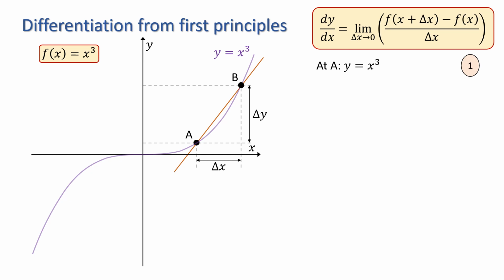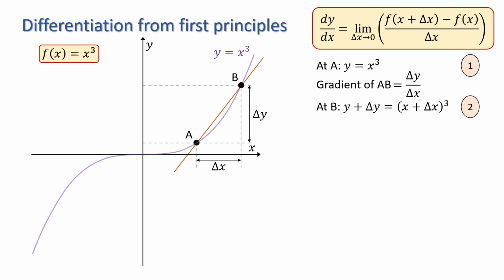We want to find the gradient of the line passing through A and B. We have the gradient of AB equals delta y over delta x. But what's delta y? Well, we know that the x-coordinate at B is x + delta x. Thus the y-coordinate at B, which is y + delta y, must be equal to (x + delta x)³, since B is on the curve. If we look at the diagram, it's clear that the y in equation 2 is the same as the y in equation 1, i.e. it's equal to x³. Thus we have x³ + delta y = (x + delta x)³.